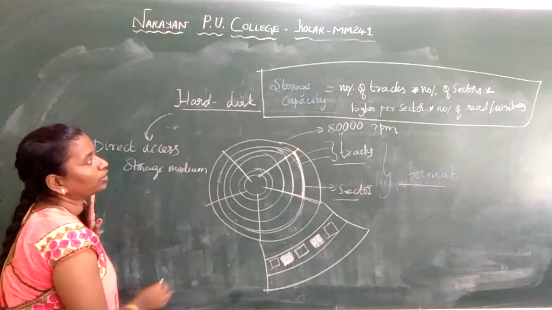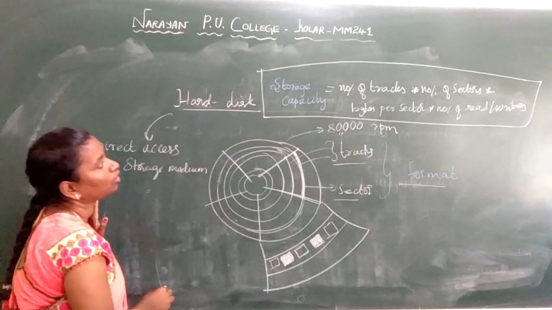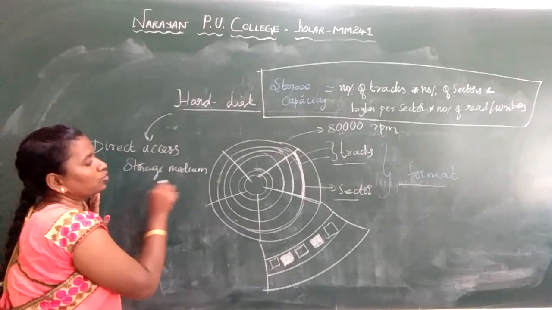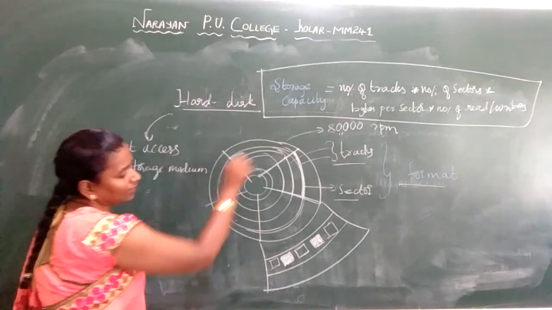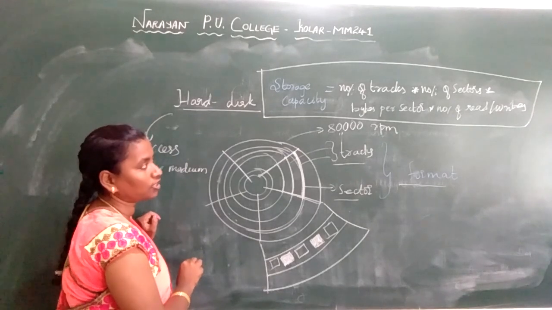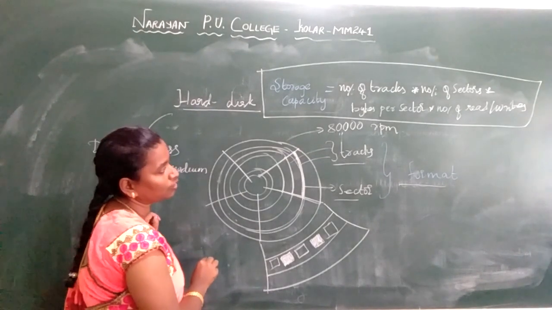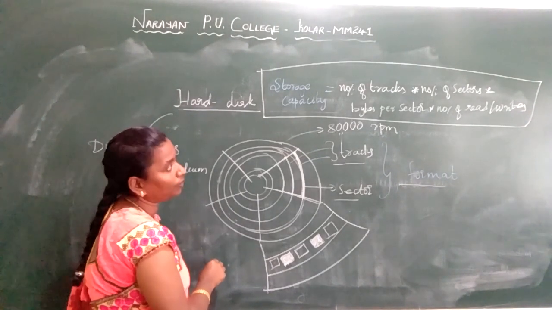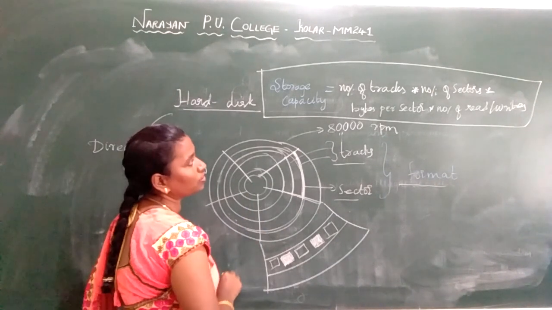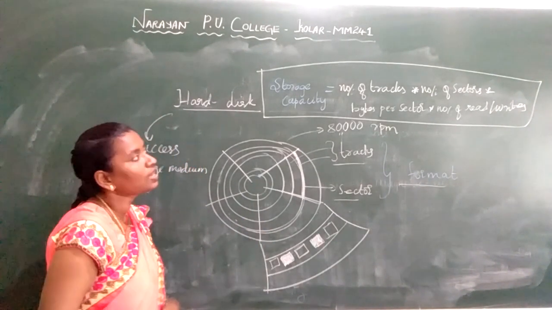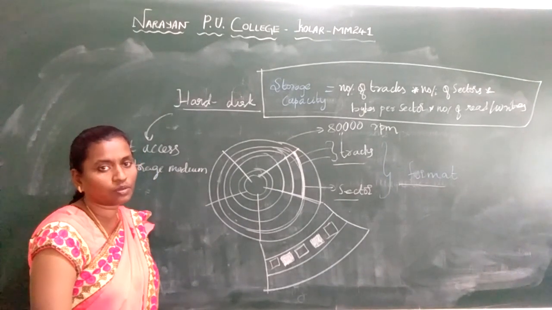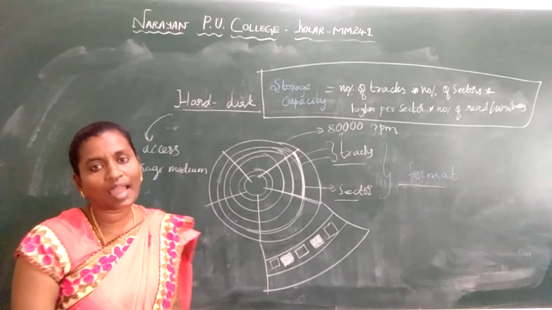Okay, this is about your hard disk. A hard disk is also called a magnetic disk. It works on a direct access storage medium. The magnetic disk is divided into tracks and sectors, and the arrangement is called the format. It rotates at the speed of 80,000 RPM, and we calculate the storage capacity using the number of tracks, number of sectors, bytes per sector, and number of reads and writes. Okay. Next we'll discuss magnetic tape.